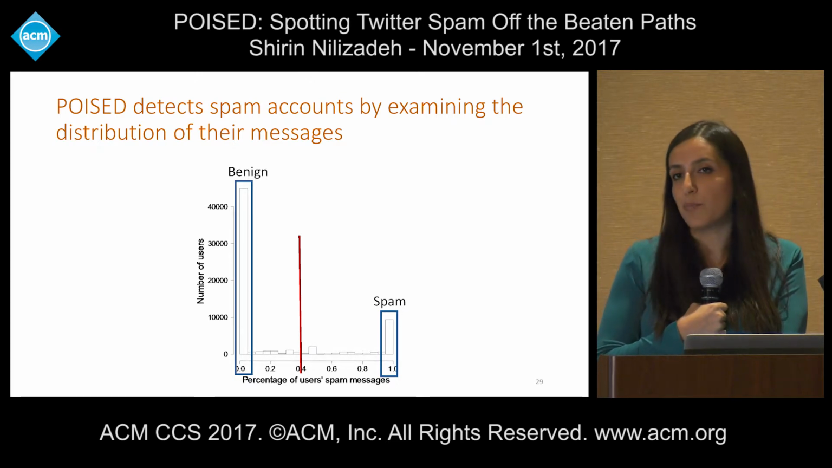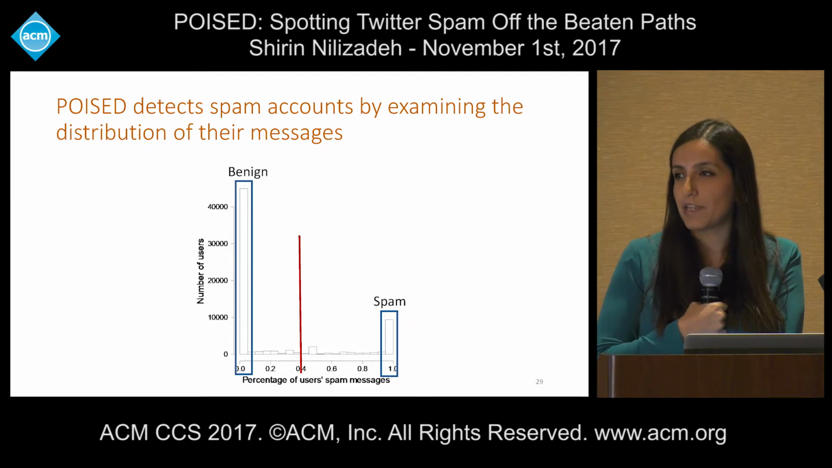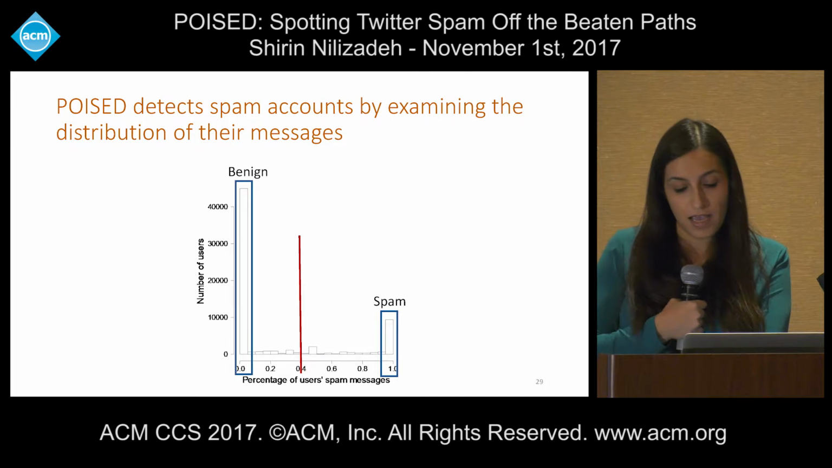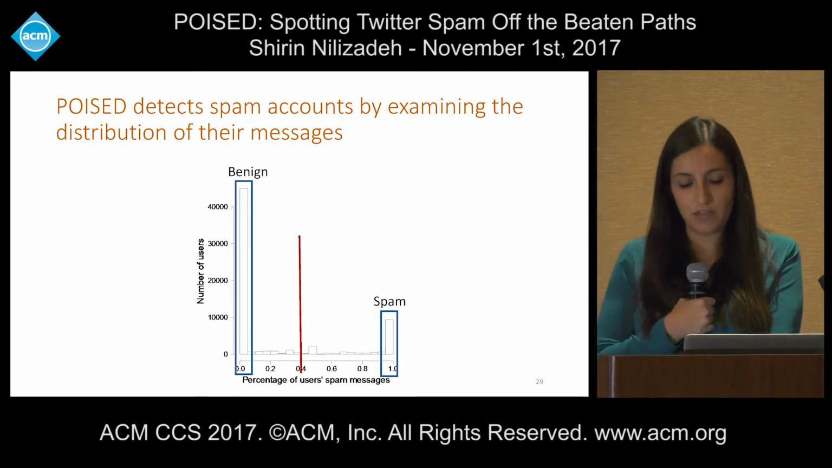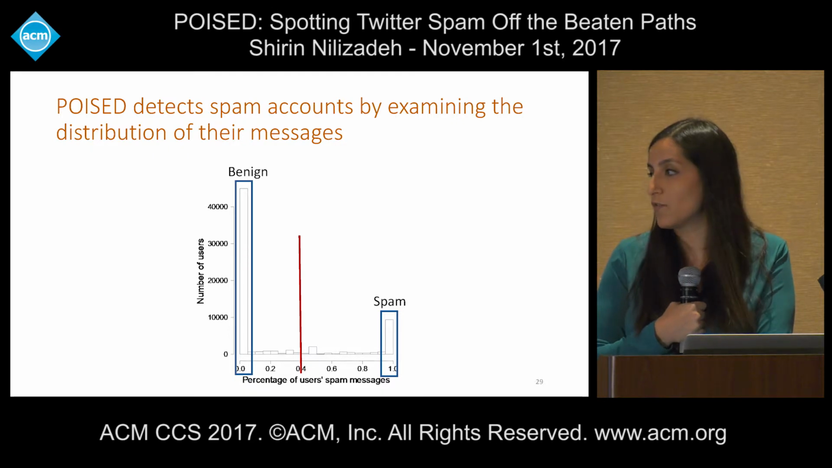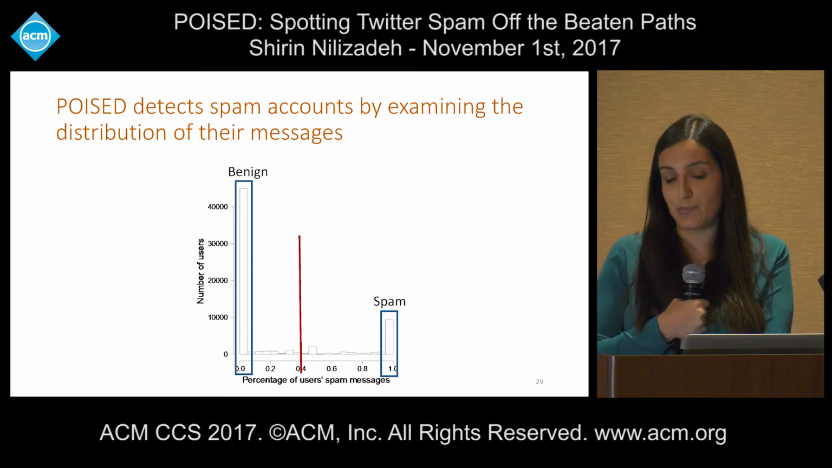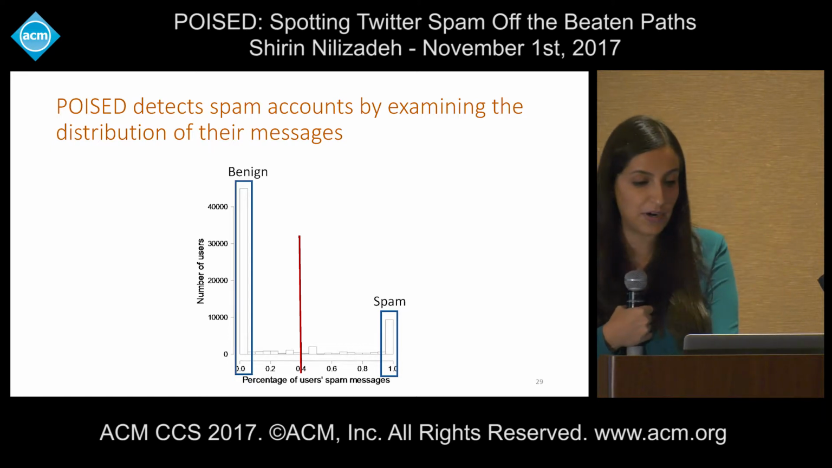These can be compromised accounts, or they can be users trying to act as normal to not be detected by Twitter. And it's hard to tell, but by looking at the data, we decided to pick a threshold of 40%. If more than 40% of tweets for a user are spam, we call this user a spammer.